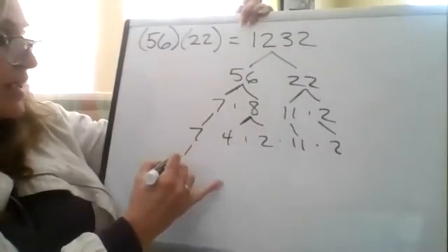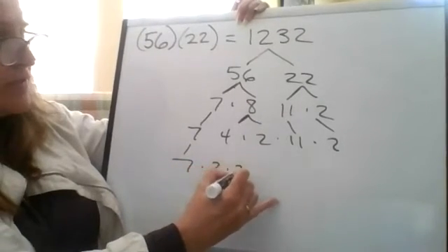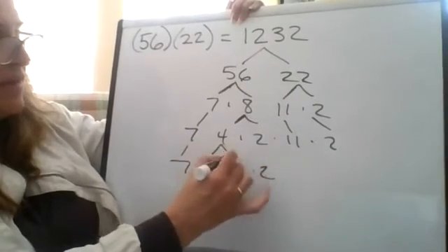So here I'm just going to break it down. So I've got 2, 2, 2 for the 8. And there it is.